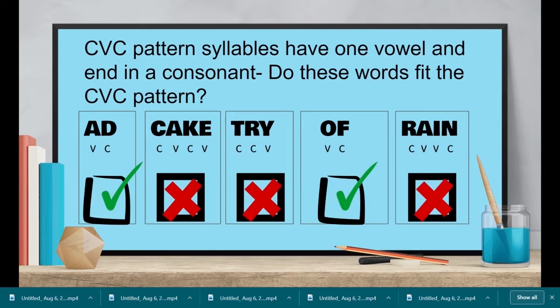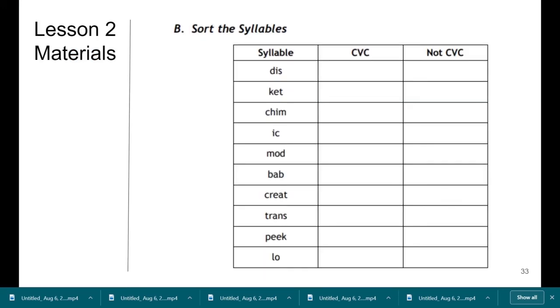All right? So the ones that don't work are for different reasons. This one has two vowels, not a CVC. That's a long A, cake. Try I, that's a long I. It ends in a vowel. Doesn't work. Rain, two vowels working together to make a long A, rain, right? So that's what we're talking about in these lessons.